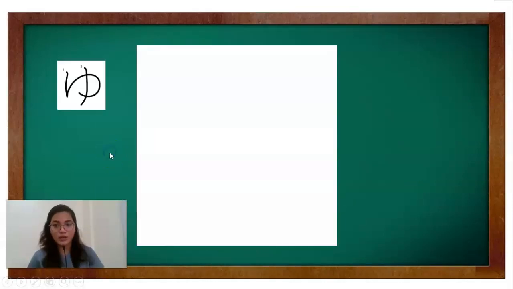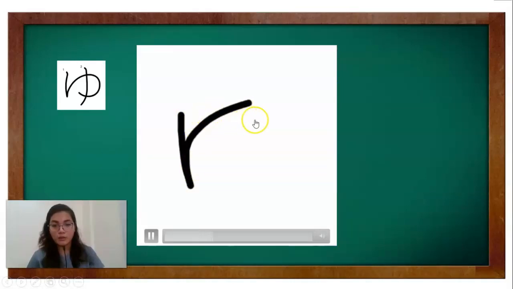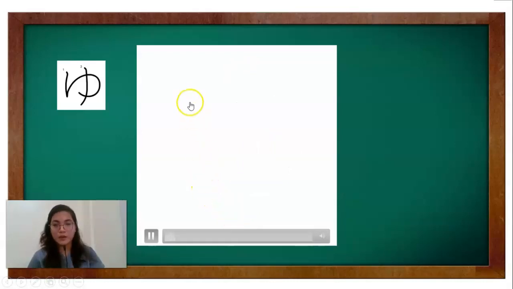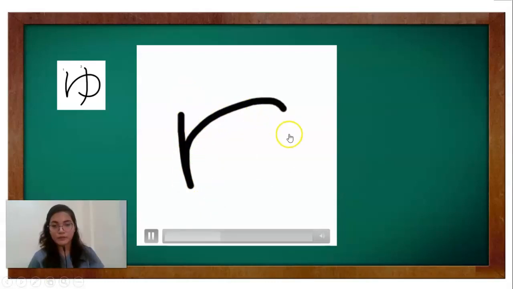Okay, next up is yu. Yu has 2 strokes. 1 and 2. Okay, let's try it again. 1, 2.